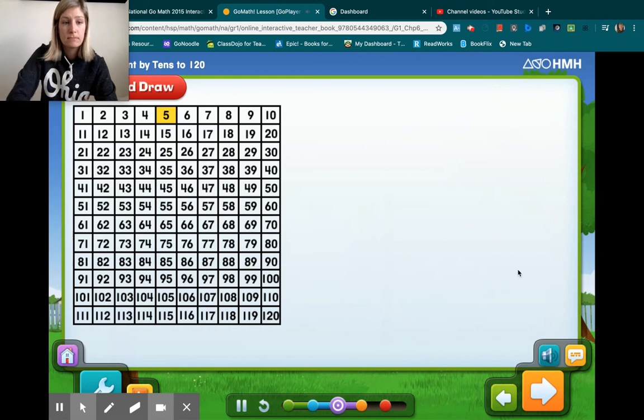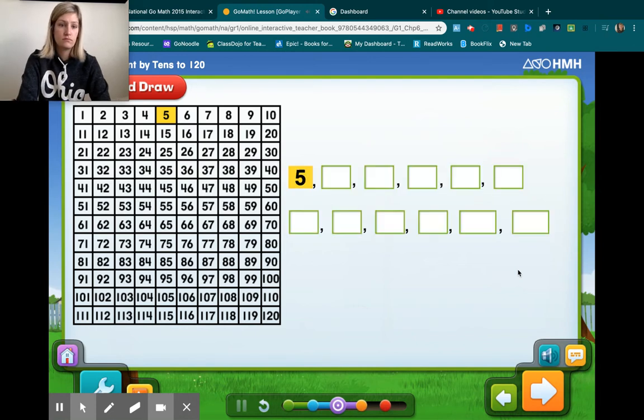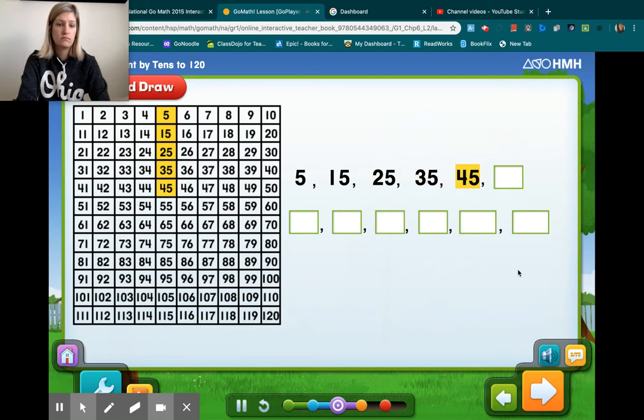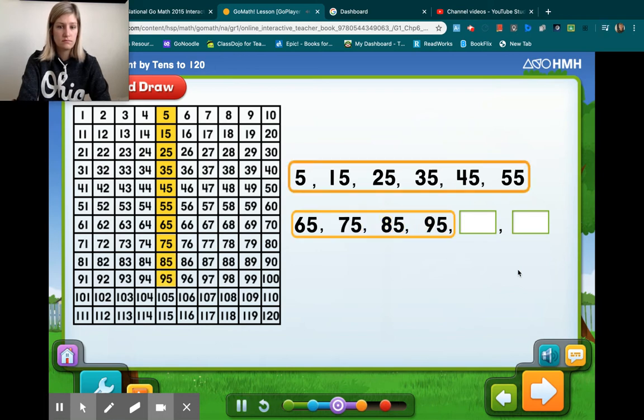Let's use a chart to count forward by tens, starting with 5. When you count forward by tens, each number is 10 more than the number before it. Start with 5. The next number is 15. Then comes 25. Next is 35. Then 45 and 55, 65, 75, 85, 95. Look for patterns in the numbers you've counted so far. All of the numbers are in the 5th column of the chart.